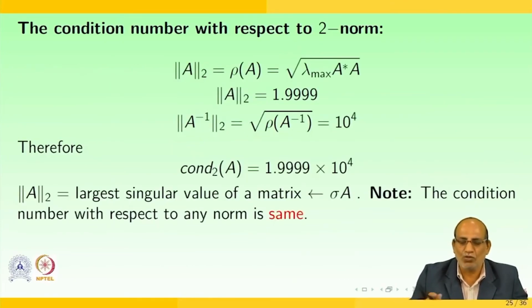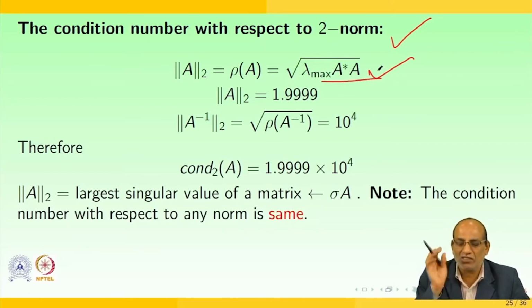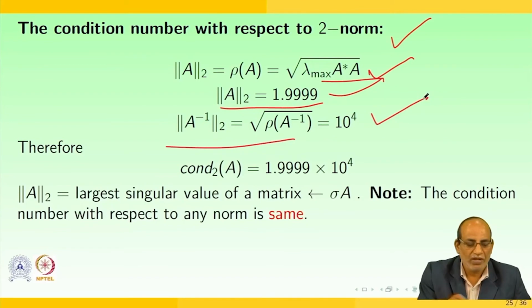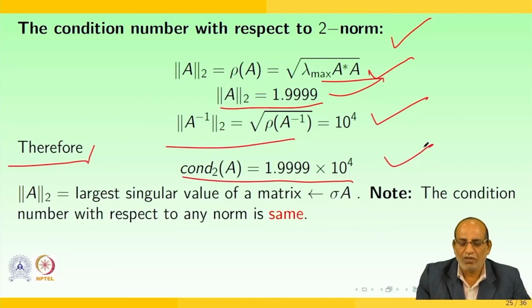The condition number with respect to 2 norm. So when you talk about 2 norm, norm of A2 is rho of A, which is equal to the square root of lambda max of A inverse A star times A, and which turns out to be norm of A2 is 1.9999. And norm of A inverse of 2 is square root of rho of A inverse, which turns out to be 10 power 4. Therefore, we can write condition number of A as 1.9999 times 10 power 4.